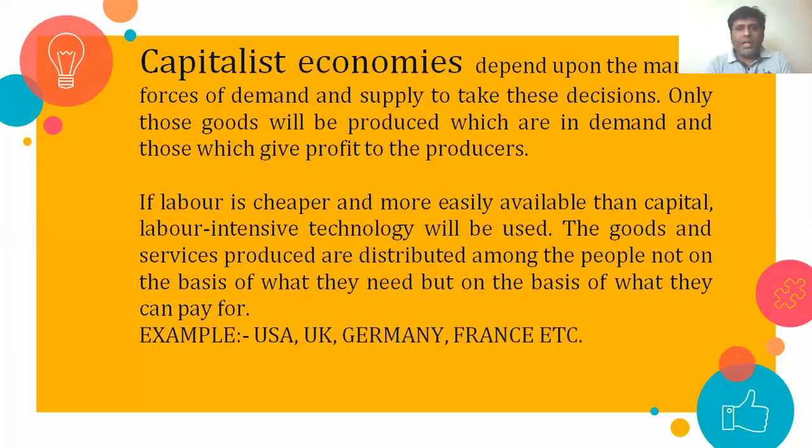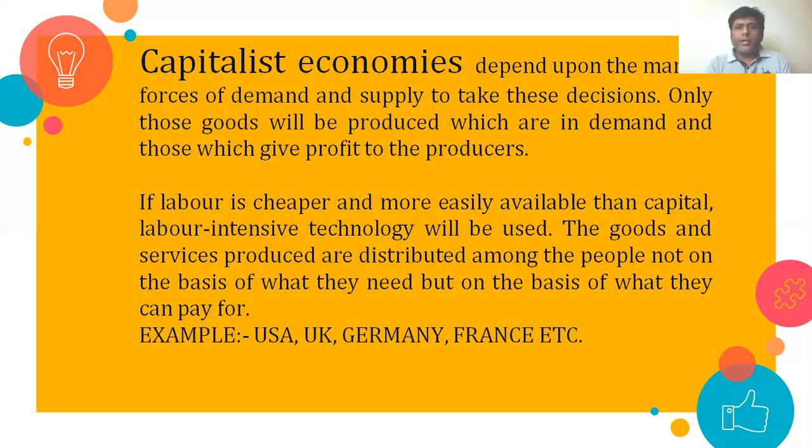Now, the first is capitalist economy. Capitalist economy is an economy in which all the means of production, that is, all the factors of production, that is, land, labor, capital, and enterprise, are owned, controlled, and managed by the private sector or the market. The role of government is very less in the capitalist economy. Everything is market driven. Whatever the consumers are demanding, accordingly the goods will be produced by the producers. So capitalist economy is mainly a market-driven economy.